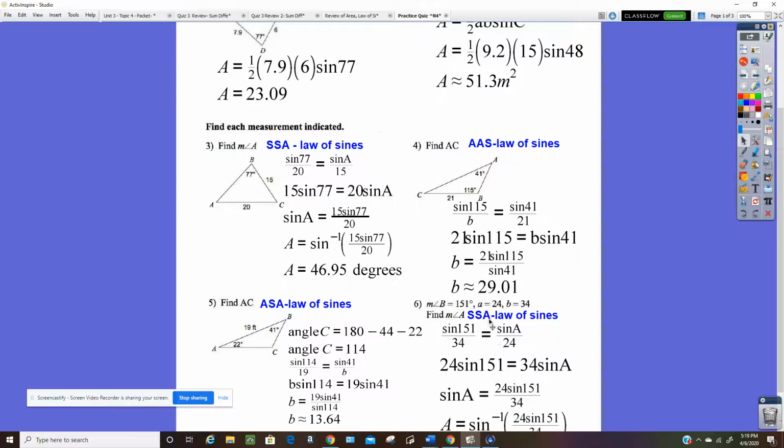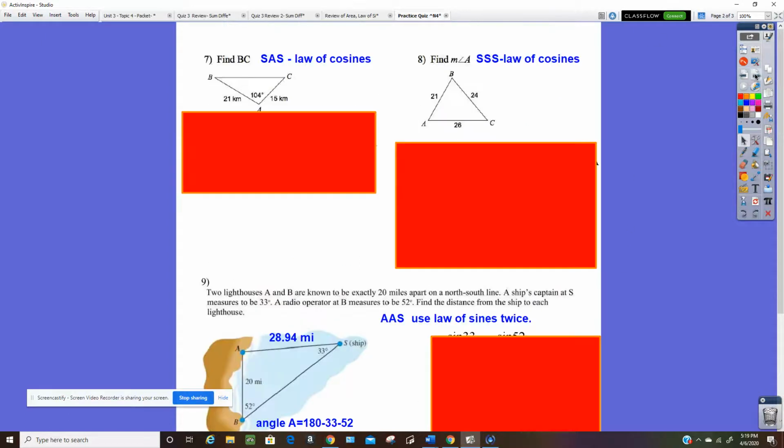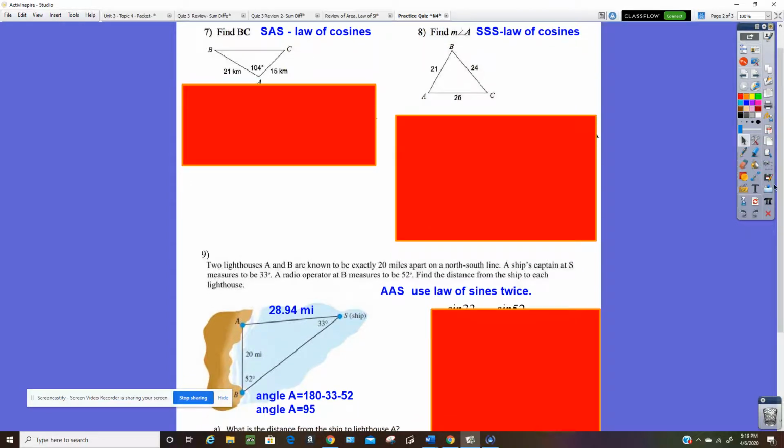Number 6 is side angle, so law of sines again. Here you want to find the angle, so you have to do the inverse sine of the ratio, and you get 20.01 degrees. Once again, you might want to copy these problems down. Pause the video, copy the problems down, try them, and then come back to the video and check your answers.